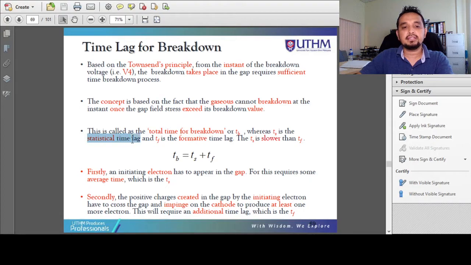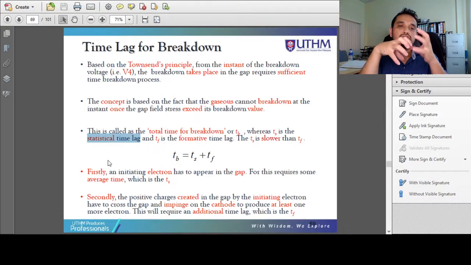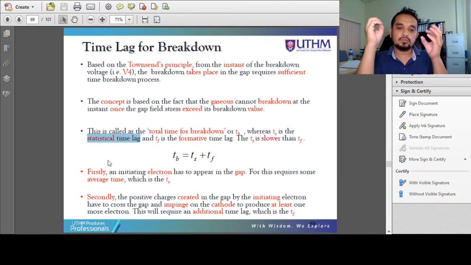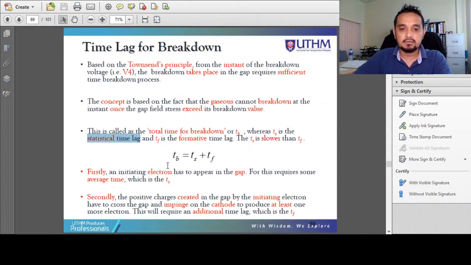Statistical is based on the electron movement, the average electron movement, and the formative time lag is actually how the avalanche forms, initiates, or triggers until the trigger of the breakdown. So total breakdown is counted from the time the ionization occurred until it becomes total breakdown.